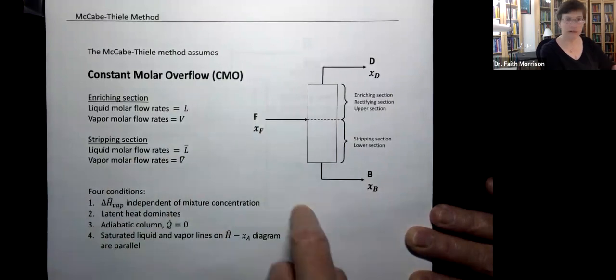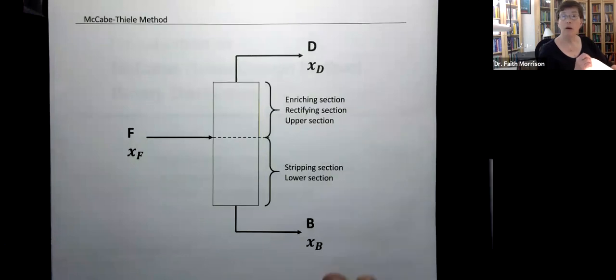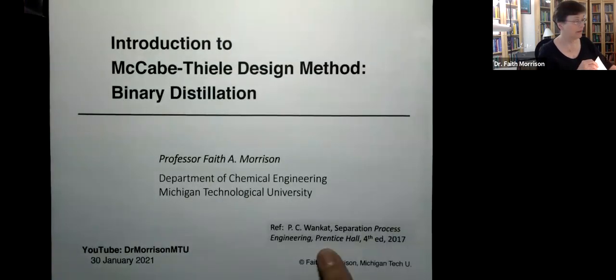Here's a list of the requirements for the chemical system, binary system of A and B, that the system would have to meet for this to be true. And I send you to the literature to understand better where those constraints come from. The reference that I used here is Separation Process Engineering.